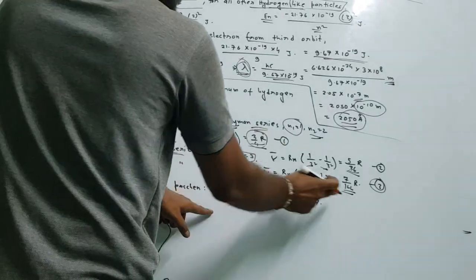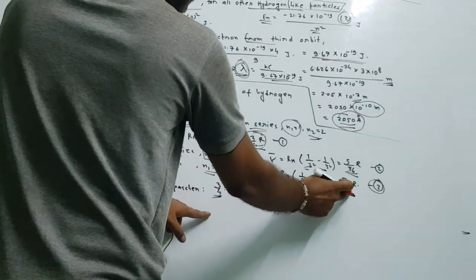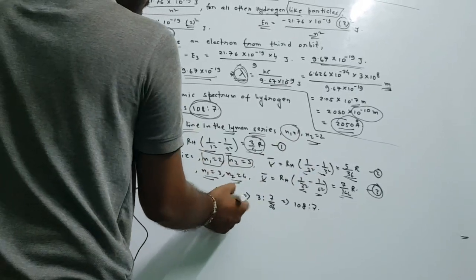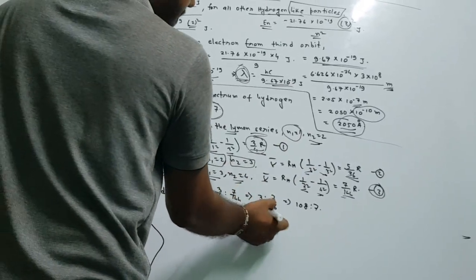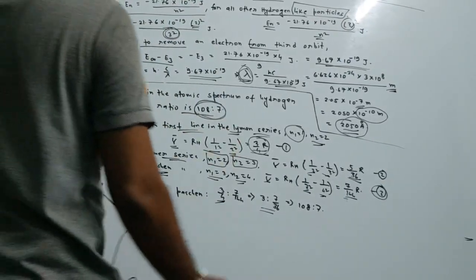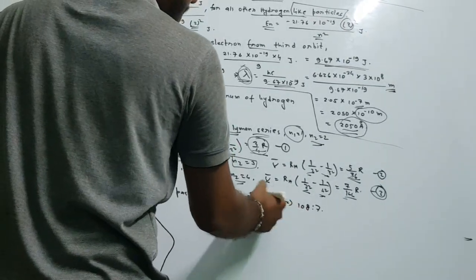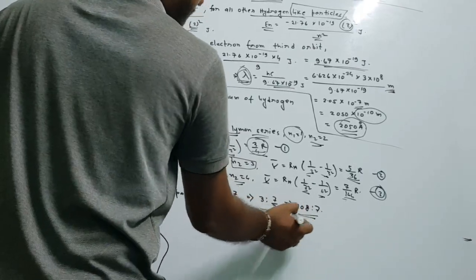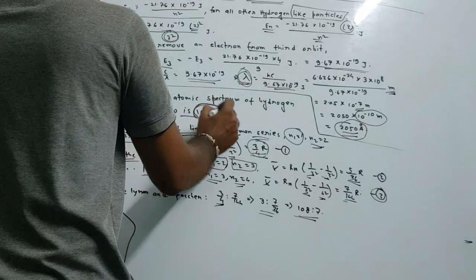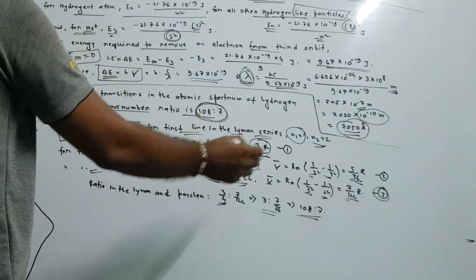3 by 4 R is to 7 by 144 R. R cancels out, this cancels out. After cancellation you will get 3 is to 7 by 36. So after multiplication and LCM you will get 108:7. So we can see that we got the answer as 108:7.